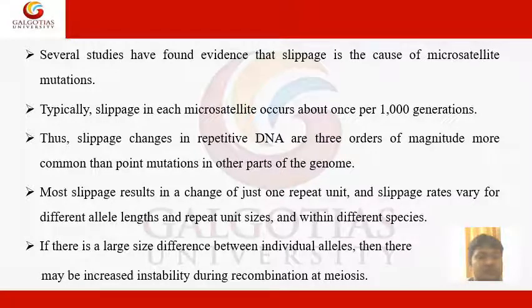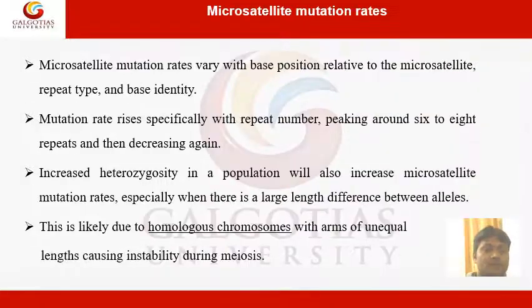The slippage changes in the repeated DNA are three orders of magnitude more common than the point mutations in other parts of the genome. Most slippage results in the change of just one repeated unit, and slippage rates vary with allele length and repeat unit size. If there is a large size difference between the individual alleles, then they increase the instability during the recombinations of meiosis.